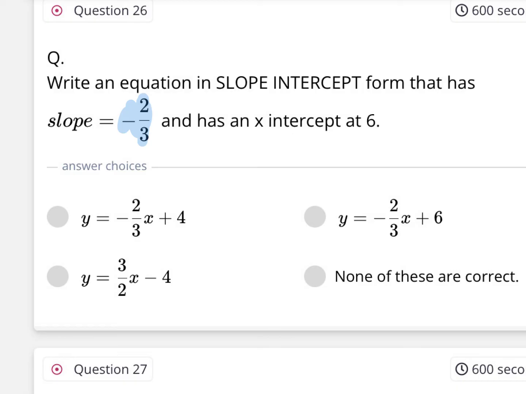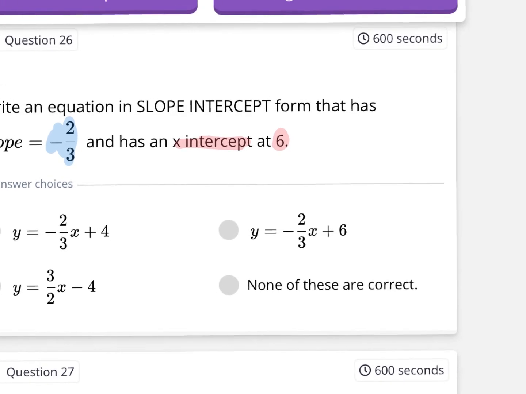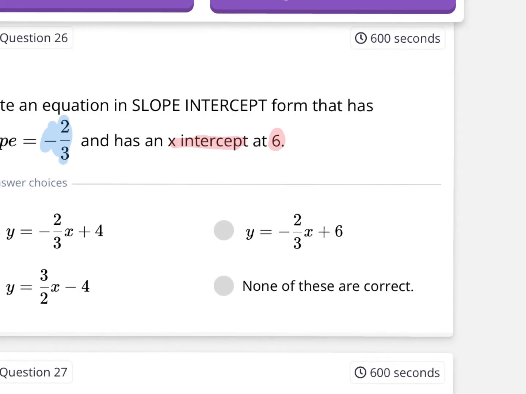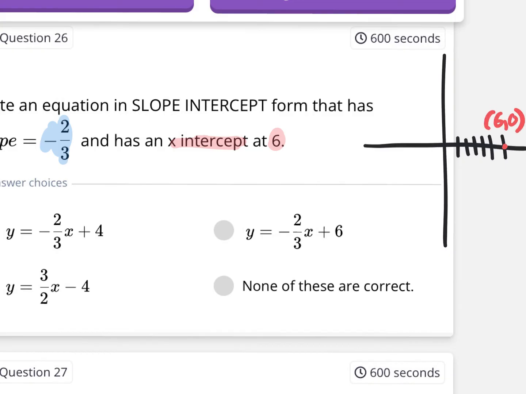But we need to understand that the point is an x-intercept. What is an x-intercept? It's where your line will cross the x-axis, and they tell you that it crosses at 6. So you may need a visual, right? So on the xy plane, it crosses at 1, 2, 3, 4, 5, 6, right? So what is this point that they're actually giving you? It's the coordinate 6, 0, okay? So they're giving you a point, 6, 0, and they're giving you a slope, -2/3.